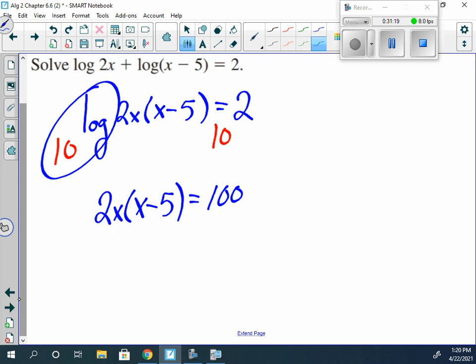What would we need to do next? Yep, we're going to have to distribute the 2x. Well, 2x times x is 2x squared. 2x times negative 5 would be negative 10x is equal to 100.